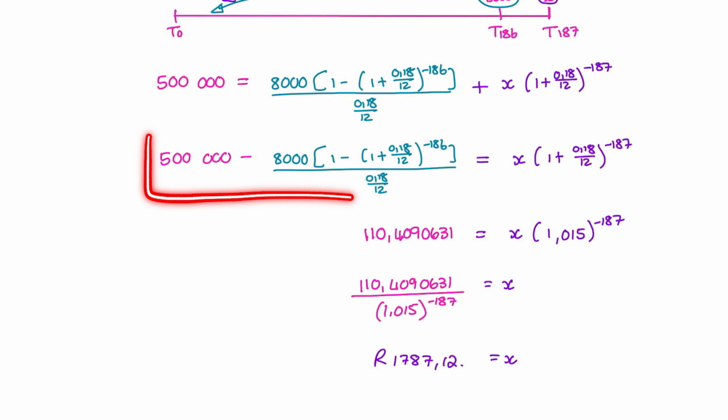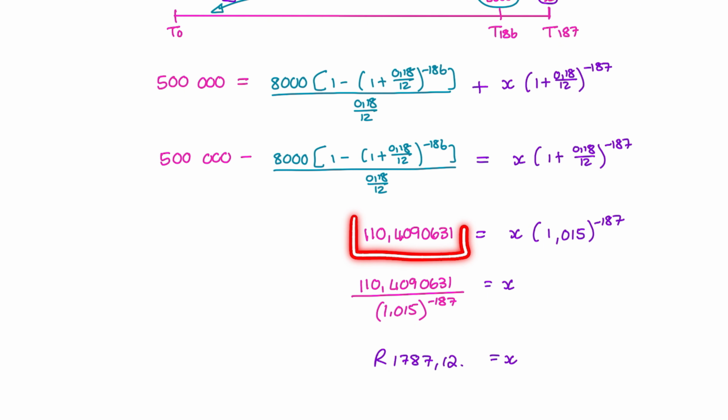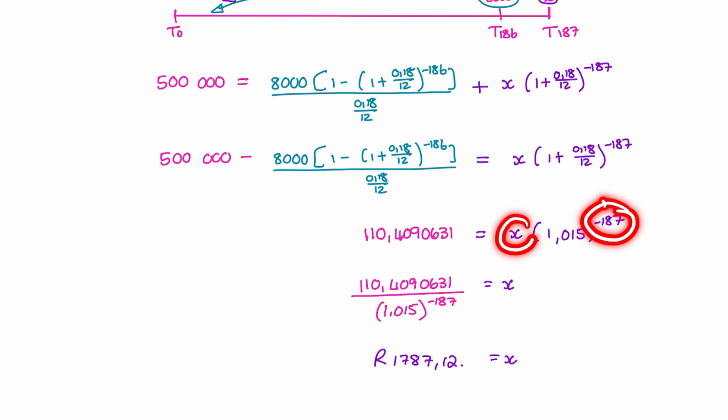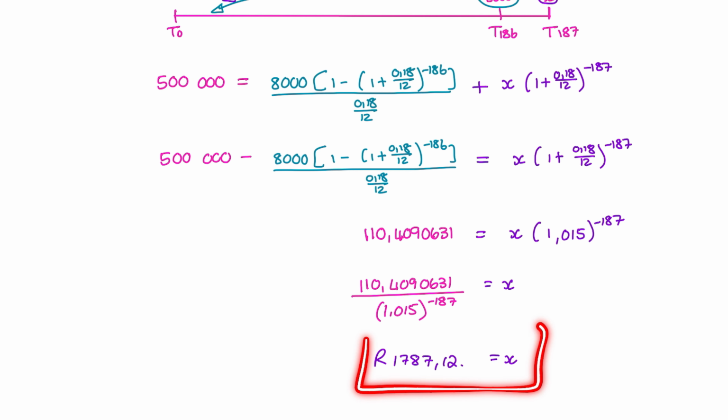When I simplify the left, I have 110.409, and that is equal to our final payment. And again, I simplified this bracket, and we are using 187 payments because this is the 187th payment that we are trying to figure out. So in order to find the size of this payment, I would divide the left-hand side by this expression. And that means that the final payment is 1,787 Rand and 12 cents.